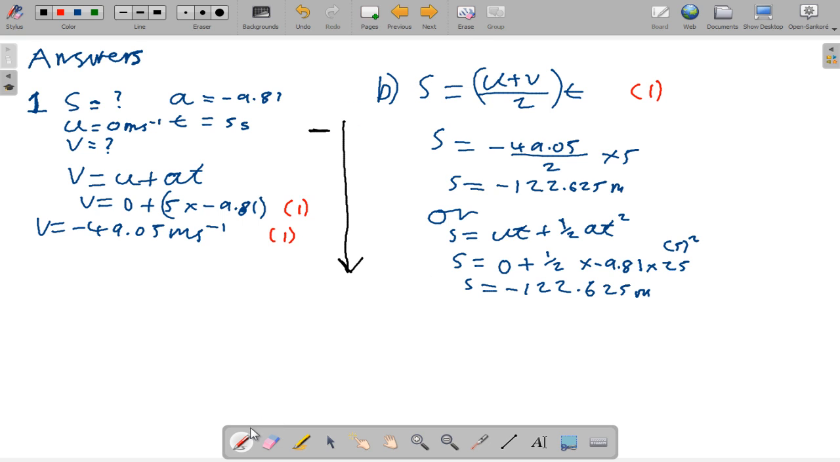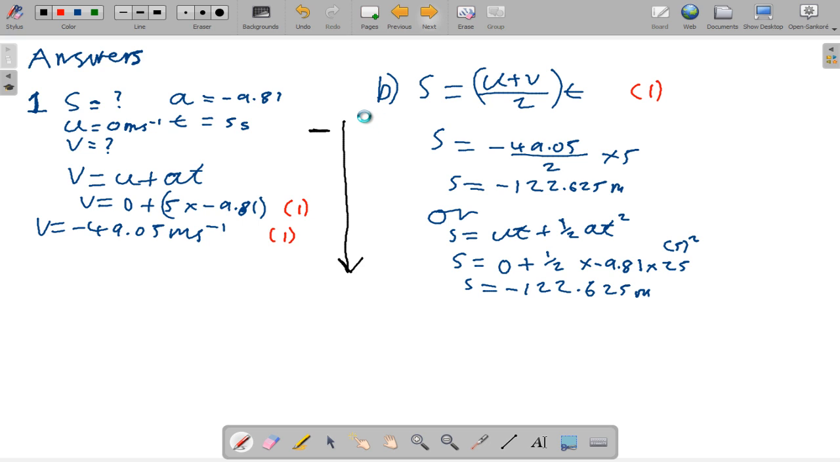And for part B, s equals u plus v over 2 times t, and then s equals minus 49.05 from the previous question over 2 times 5, and that equals minus 122.625. Alternatively, you can use s equals ut plus half at squared as you have all the values. Remembering that t squared makes 25. So s would equal minus 122.625 if you substitute the numbers correctly and press the right numbers on your calculator. So we'll look at question 2 now.